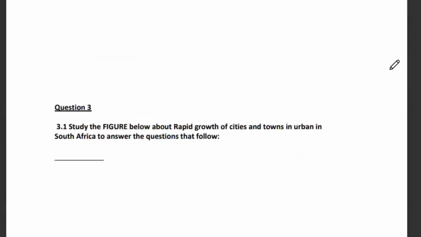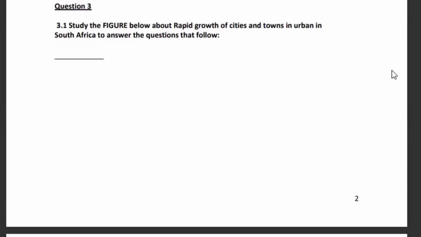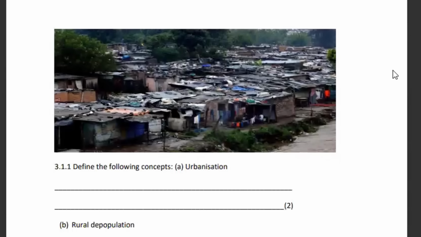All right. So now we have studied the figure below about rapid growth of cities and towns in urban South Africa to answer the questions that follow. Right. Describe the term, or you can tell us the concept, which is urbanization. Urbanization is the movement of people from rural areas to towns.